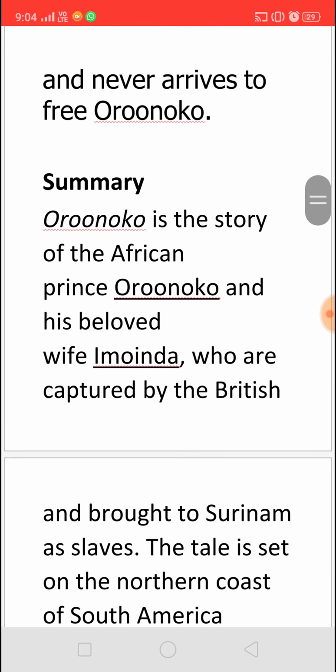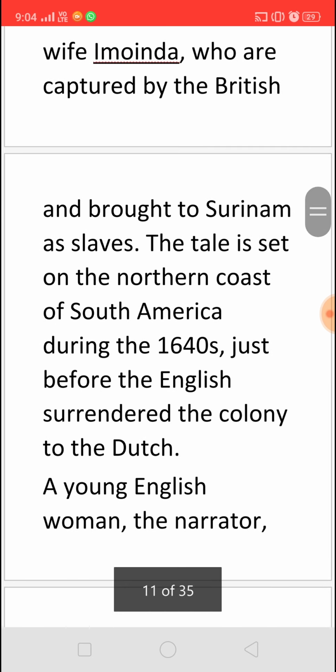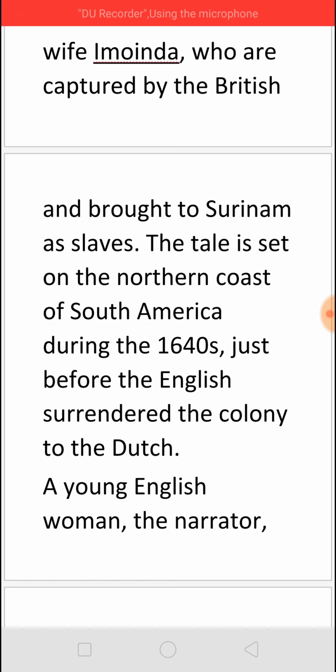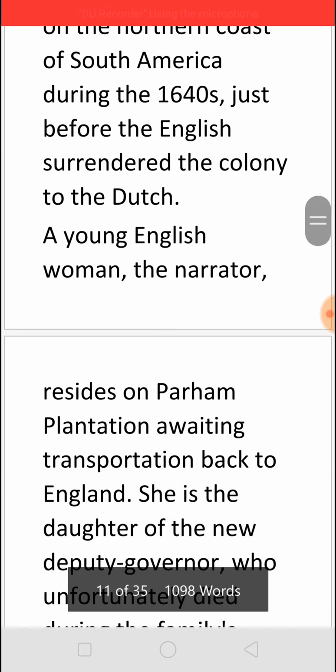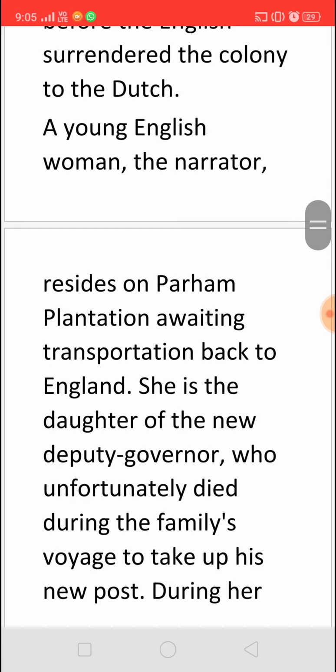Now Oroonoko is the story of the African prince, the title character Oroonoko, and his wife Imoinda. Both of them are captured by the British and brought to Suriname as slaves. And the full story is set on the north coast of South America, and the time is the 1640s, before the English surrendered the colony to the Dutch. And in this story we find an English woman who is the narrator, and she is living in Parham plantation, and she wants to go back to England.